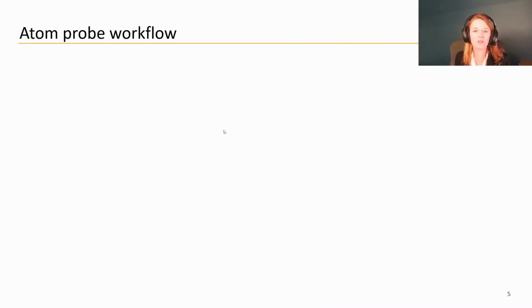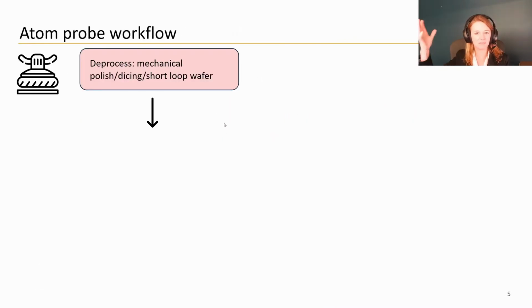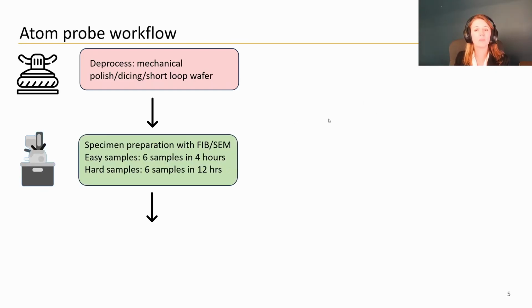So the basic workflow of Atom Probe might look something like this. We would have a sample, maybe that's been depackaged or deprocessed so that the region of interest is relatively close to the surface. Maybe it's something like a short loop wafer. We can then do our sample preparation, which we talked about in the FIB, for a basic top-down style lift-out. This would take maybe 4 hours to create 6 samples or so. Sometimes if we're doing some of those more advanced specimen preparation techniques, like approaching this from the backside up, this might take something like 12 hours to get 6 samples.